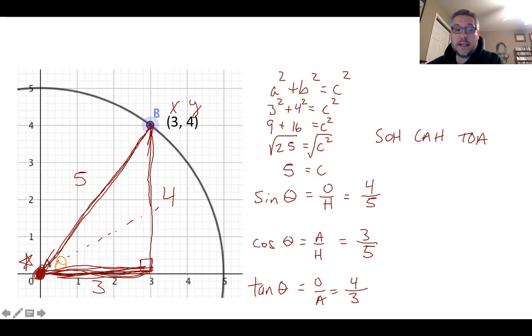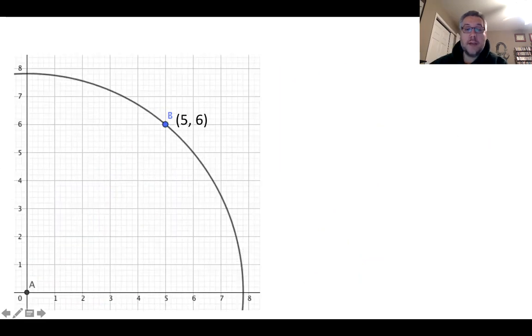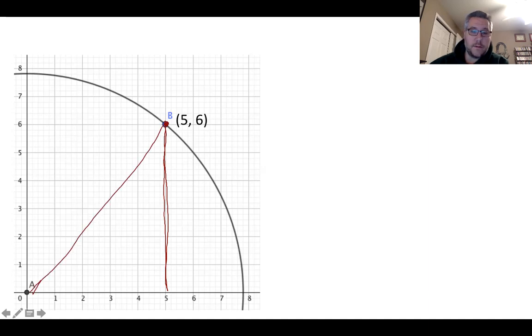I want you guys to take careful notes on this, so hopefully you'll know what you're doing. Okay, next we have the same scenario, but we have a different point on the circle. Now the point on the circle is 5, 6. So again, from that point, we want to drop straight down and make the vertical component of the triangle. We want to draw the radius, which goes from that point to the origin.